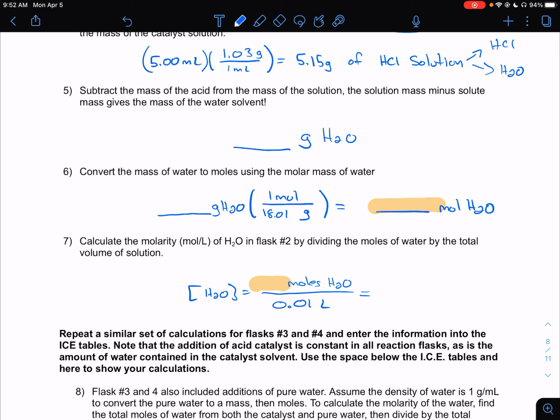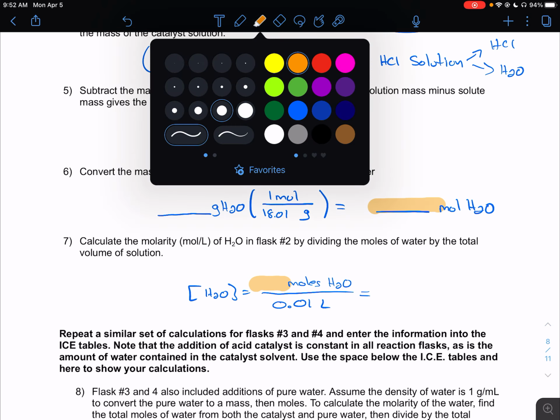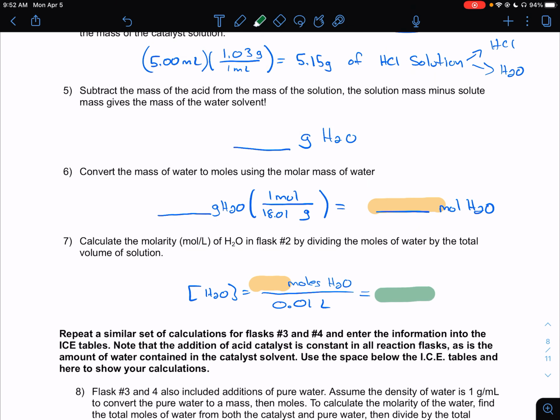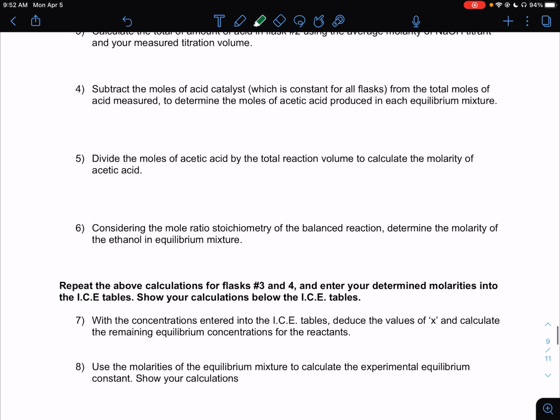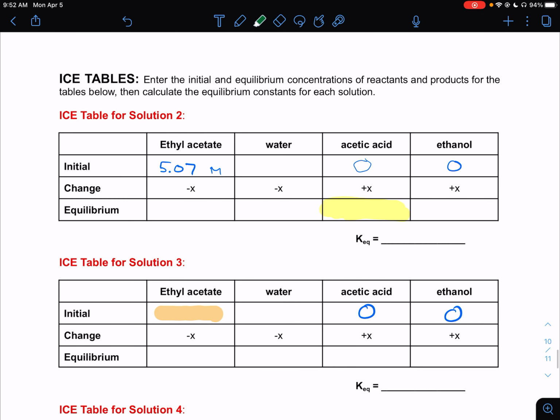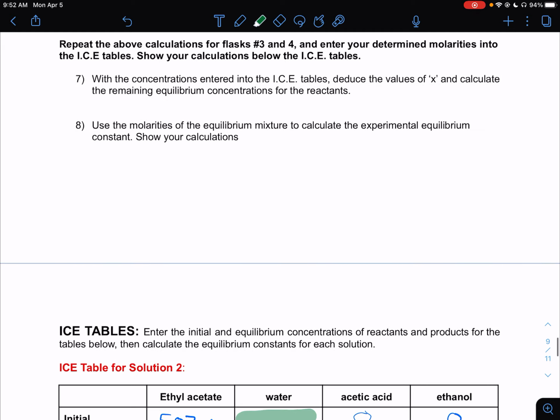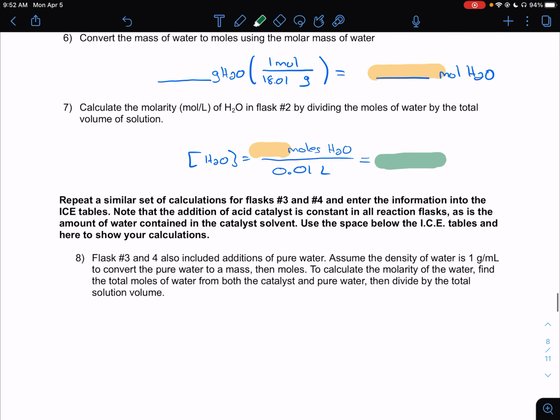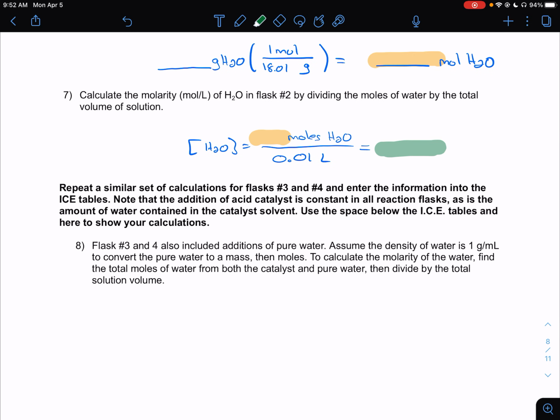And this value is a different color here. This value here that we're going to end up with, that is the initial concentration of water for our ice table in solution 2. Okay, now that's for solution 2.